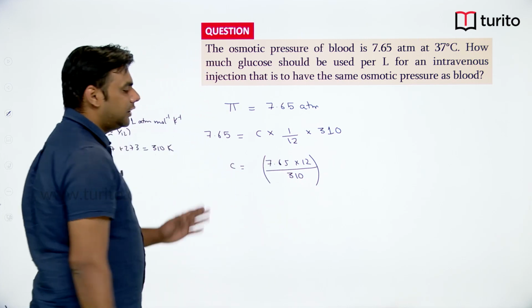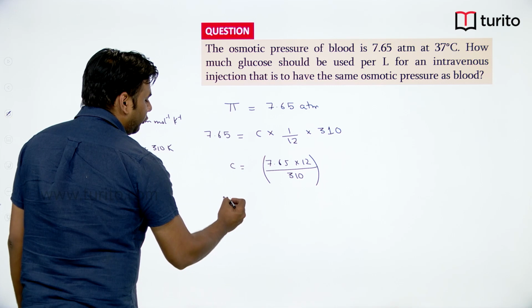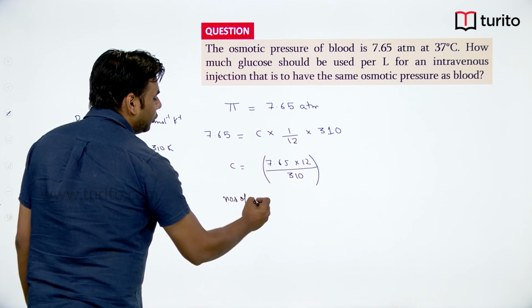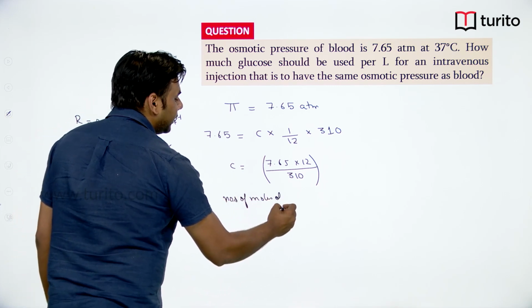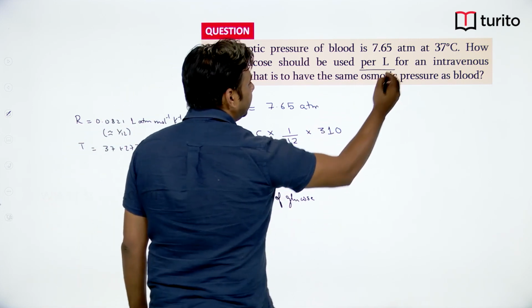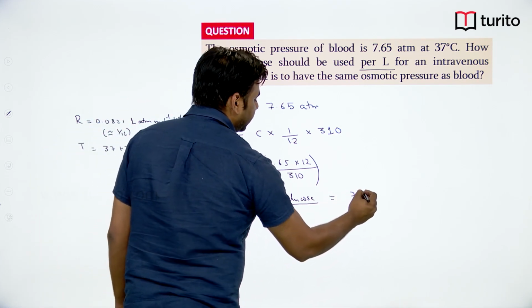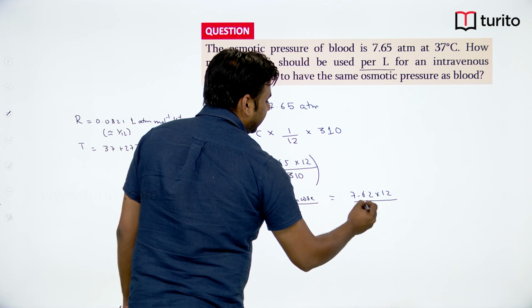Now the concentration is always number of moles of solute upon volume of solution. So this would be number of moles of glucose, and the volume has been given to us as per liter. That means volume is 1 liter. So this will be divided by 1. So this will be equal to 7.65 into 12 divided by 310.